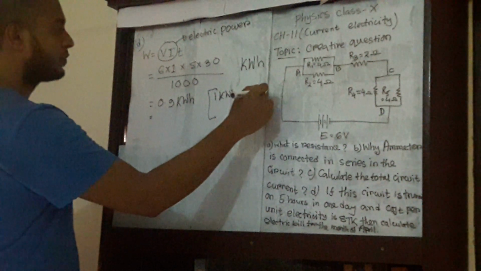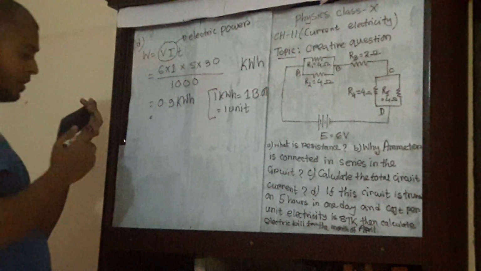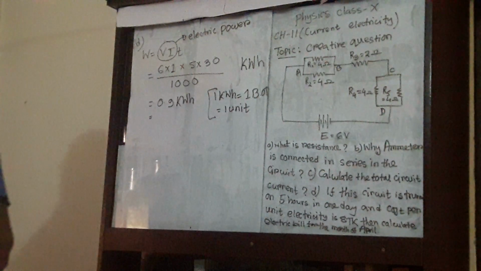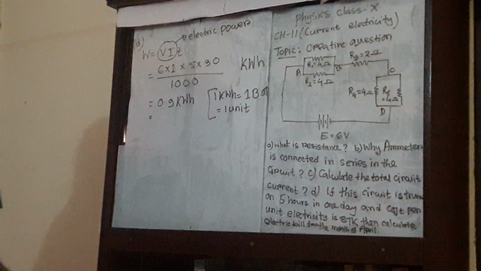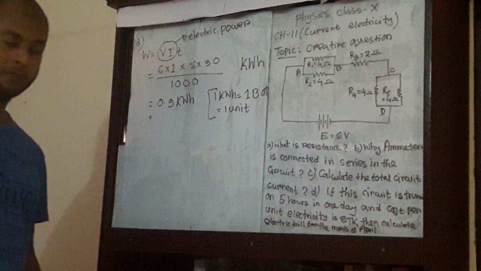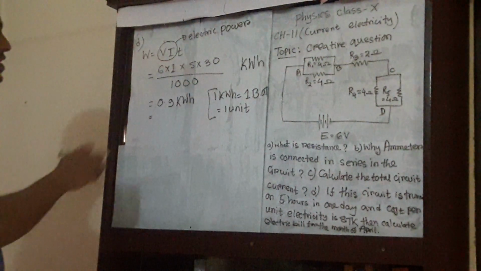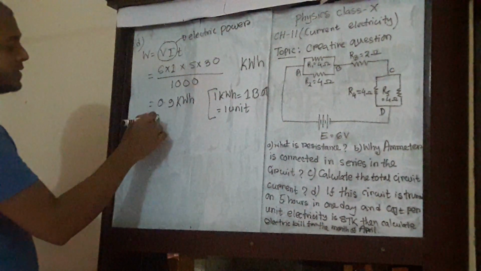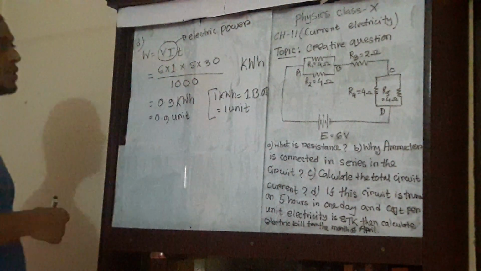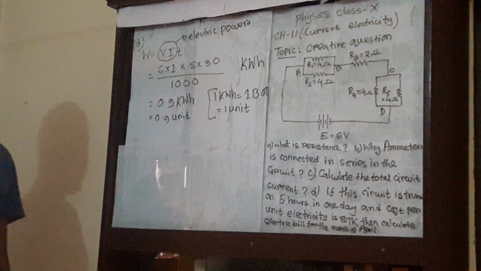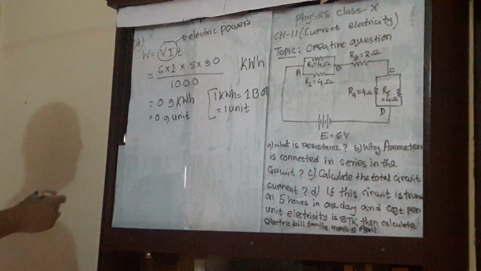1 BOT equals 1 unit. So what's called BOT? BOT means Board of Trade Unit. In short, this is known as a unit. So this kilowatt hour gives you 0.9 unit of electricity. It is consumed in the month of April.